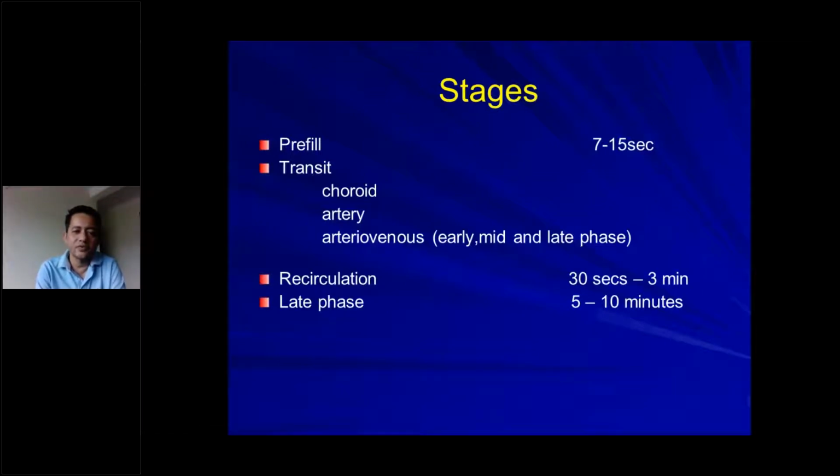Once it reaches the eye, as you know with the anatomy of the eye, it starts with the choroid, and around 1 to 3 seconds later, it starts with the arteries. Then the slightly longer phase is the arteriovenous phase, which we'll see in the pictures, with early, mid, and late phases. Then this entire procedure will complete in roughly 30 seconds. Then you have the recirculation phase, where the drug keeps on recirculating.